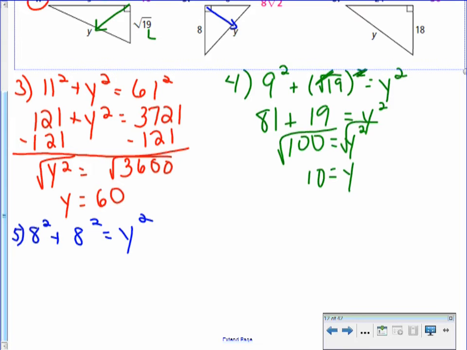Alright, what is 8 squared? Oh, I have two 64s. Nice, two of the same number. 128, alright. So y squared equals 128, so of course I need the square root, and I get a random decimal, which according to the directions they want in simplest radical form, not in a random decimal. So we need to figure out how we simplify 128.